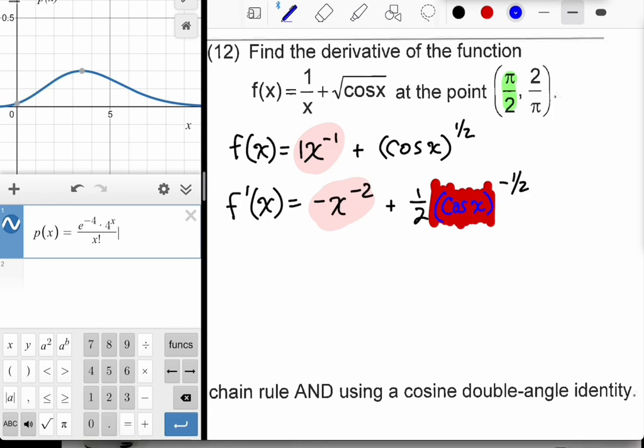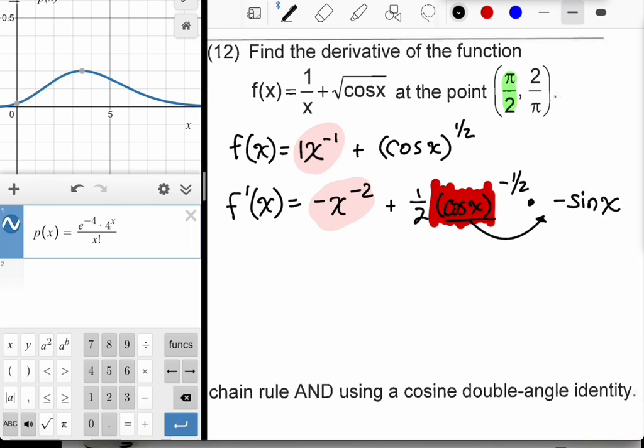All right, my color choice is probably not the best here. I'll go back to black because I can barely see that. So as long as you remember that you have to take the derivative of the blob and multiply it on at the end, then you'll have your chain rule derivative of cosine to the 1/2. And the derivative of cosine is? Negative sine.